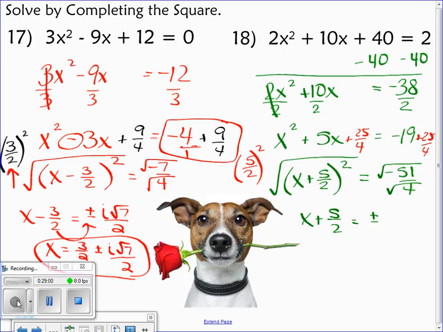Plus or minus i radical 51 over 2. But you're right, there's no perfect squares hiding in there. No pairs. All right, and then we can just move this. So negative 5 over 2 plus or minus i radical 51 over 2.